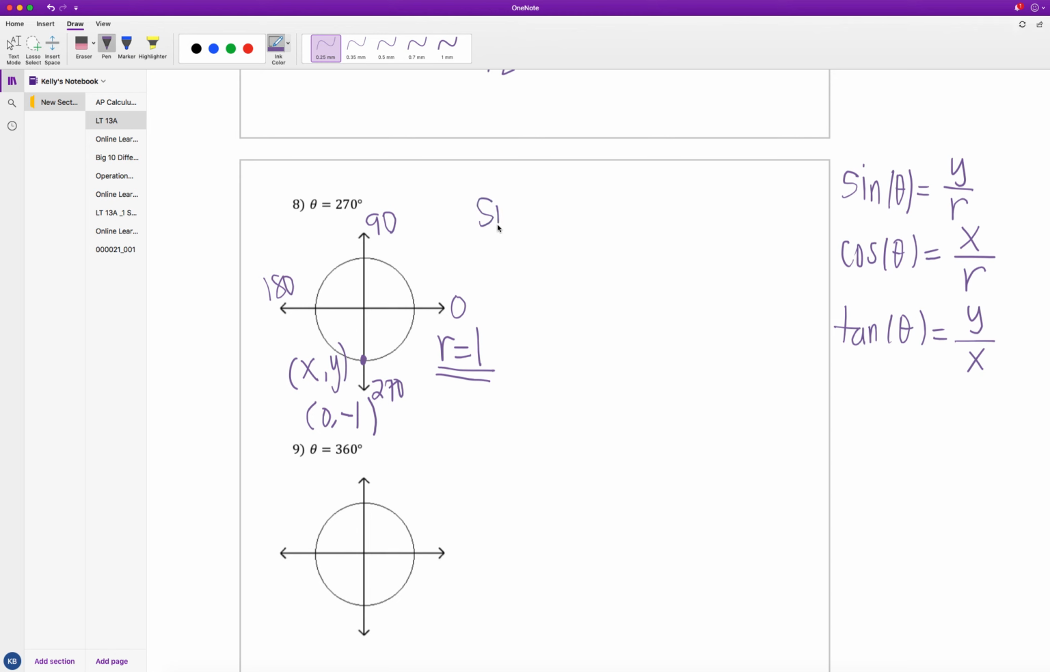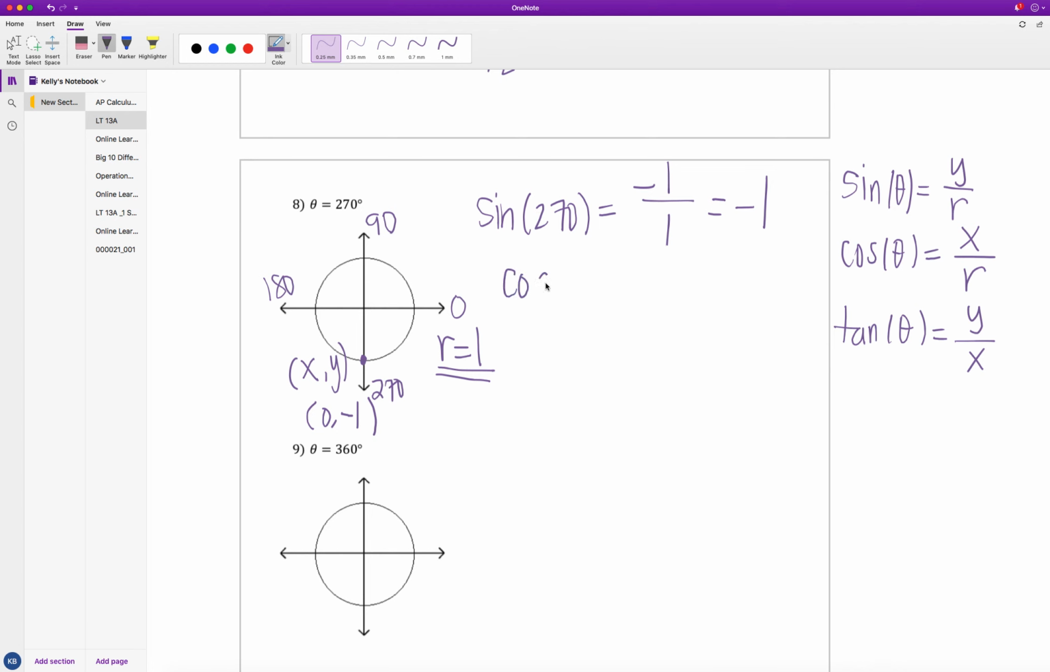So let's start with sine of 270. By definition, sine was y over r because it's the opposite. So my y value here is -1 over my r value is 1. So -1 over 1 simplifies just to be -1. So sine of 270 is actually equal to -1.